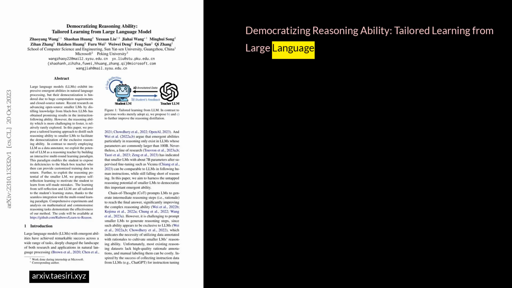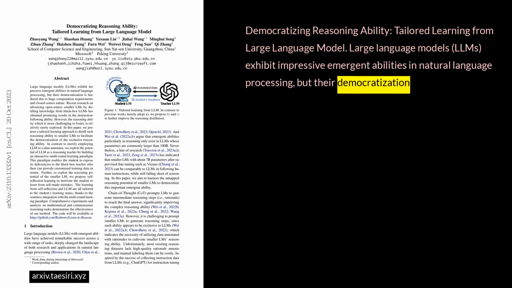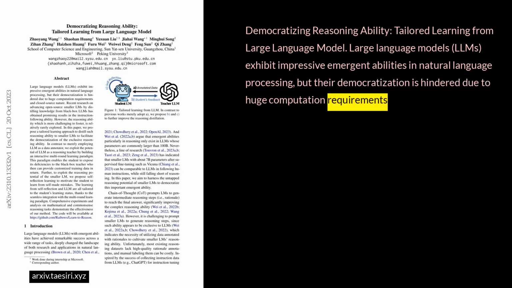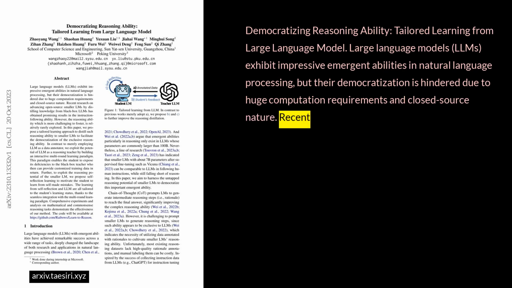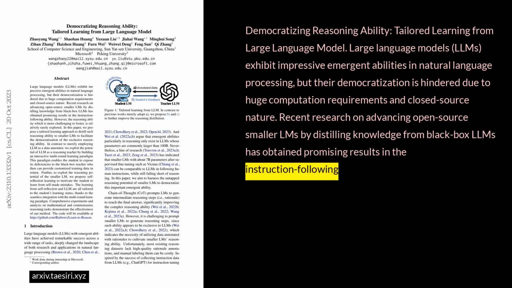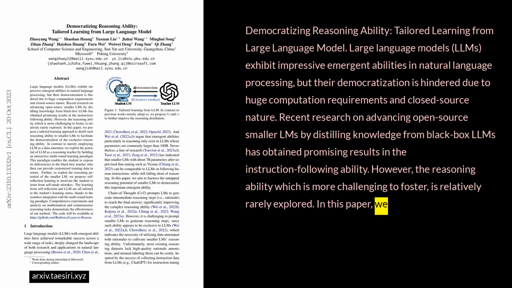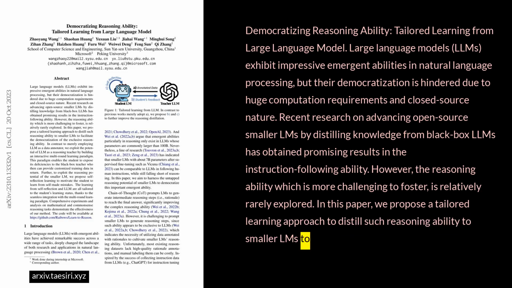Democratizing reasoning ability. Tailored learning from large language model. Large language models, LLMs, exhibit impressive emergent abilities in natural language processing, but their democratization is hindered due to huge computation requirements and closed-source nature. Recent research on advancing open-source smaller LMs by distilling knowledge from black box LLMs has obtained promising results in the instruction-following ability. However, the reasoning ability, which is more challenging to foster, is relatively rarely explored. In this paper, we propose a tailored learning approach to distill such reasoning ability to smaller LMs to facilitate the democratization of the exclusive reasoning ability.